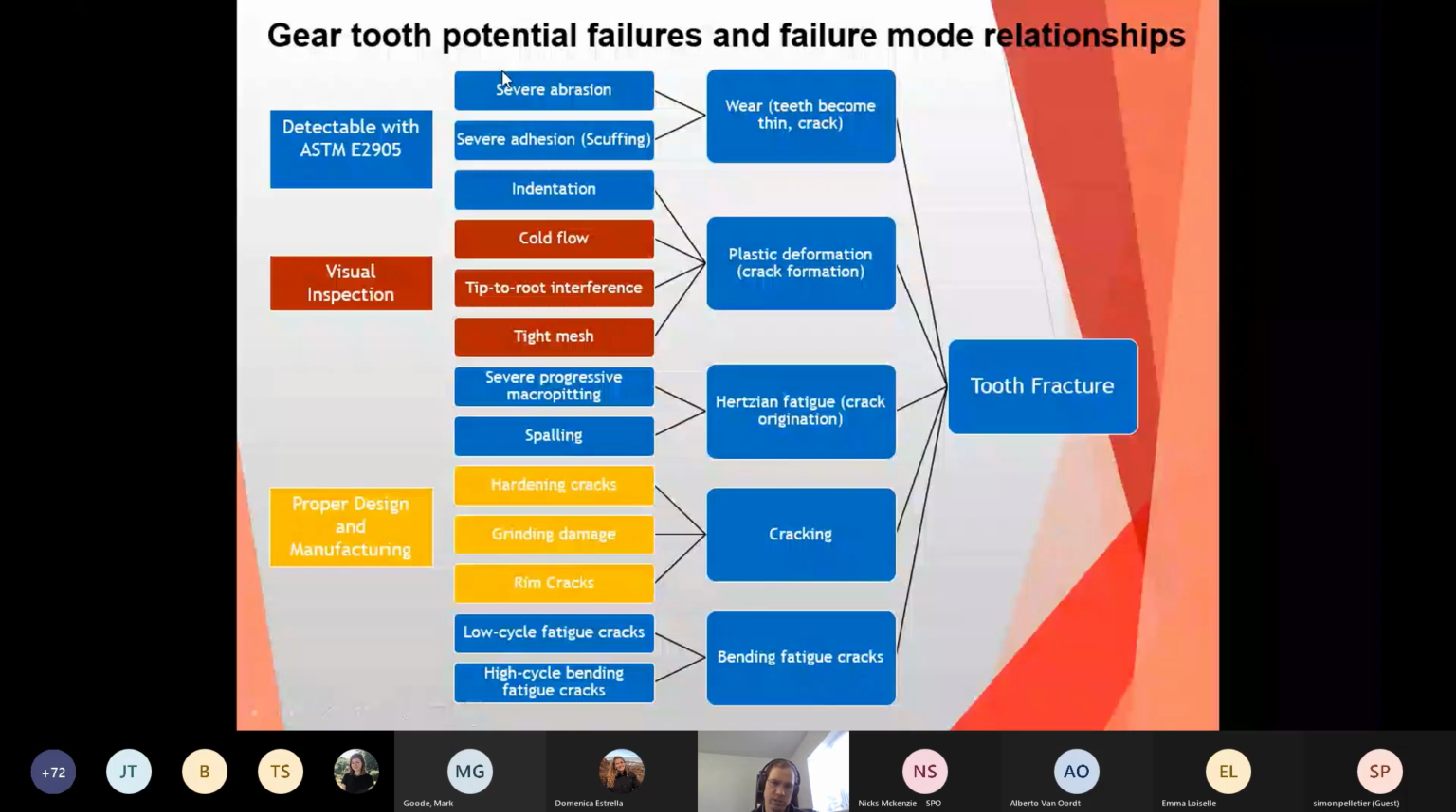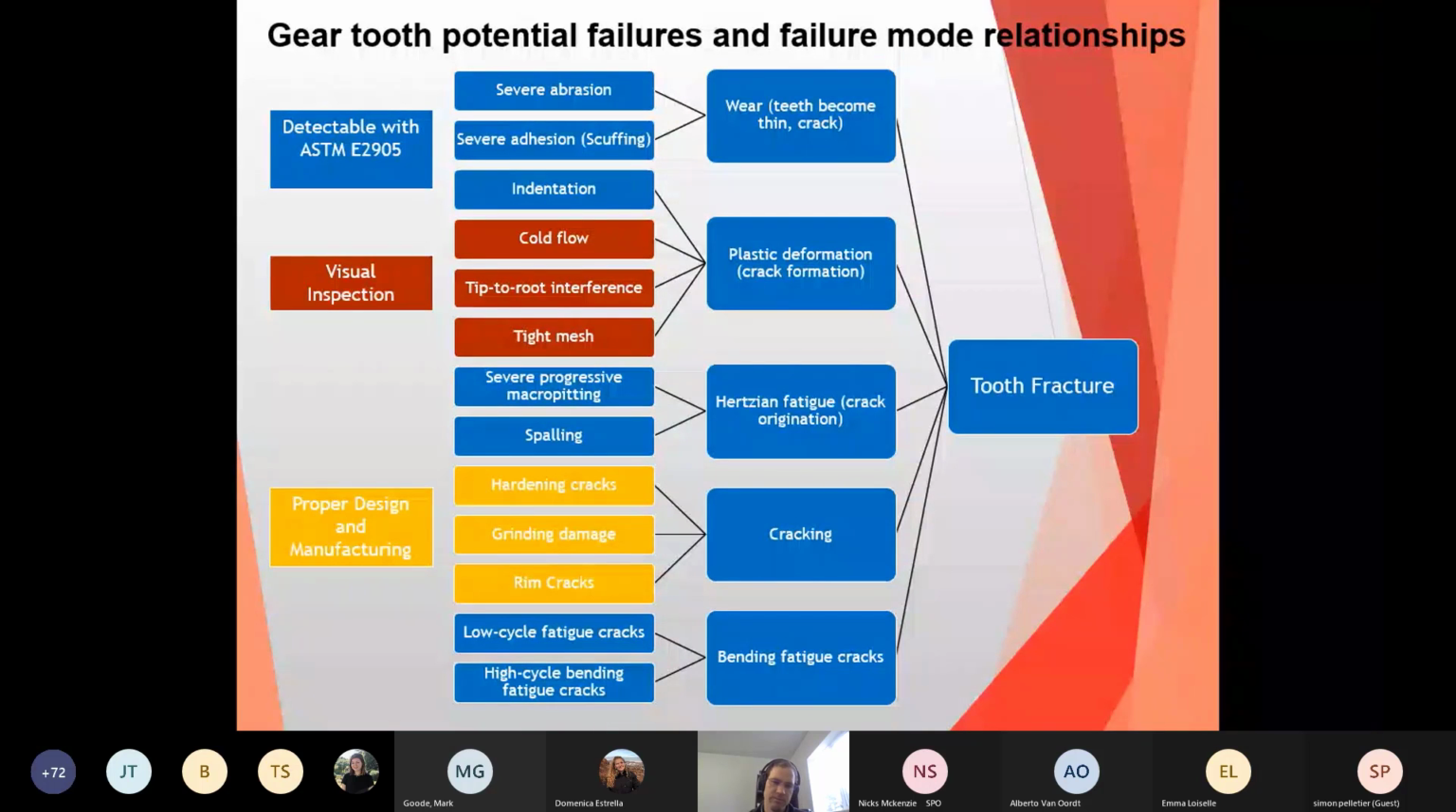Severe abrasion, adhesion, scuffing, indentation, cold flow, tip to root interference, tight mesh, macropitting, spalling. So some have wear-related phenomena where we have contamination, or you have loss of lubricant type of functions where we're getting scuffing and/or adhesive wear. And that's something that will then degrade over time continuously if there isn't a mitigation process put into play.